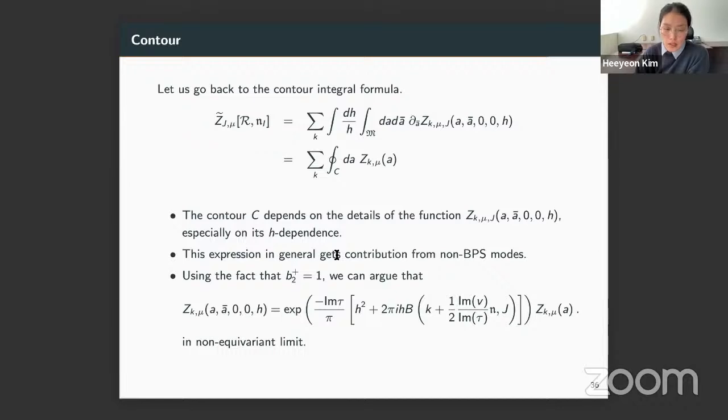Now, however, you can use the fact that b2+ is equal to one, and you can argue that the factor that appears up here can be written in the following way, and you can recover the dependence on H, which can be precisely written in the following way in the non-equilibrium limit of the partition function. And this factor is nothing but the product of the K-theoretic Nekrasov partition function that I just described.